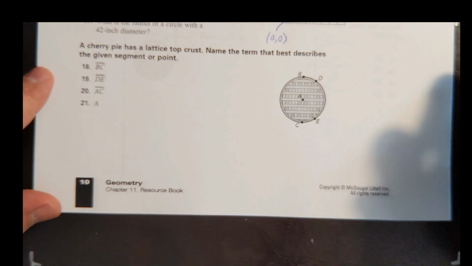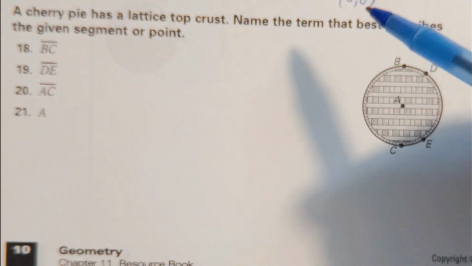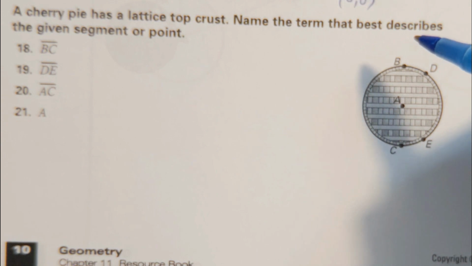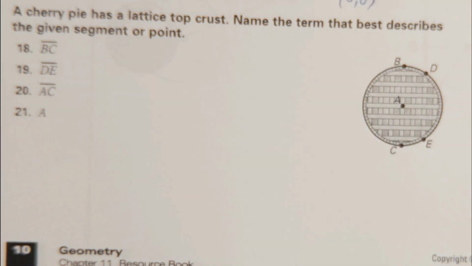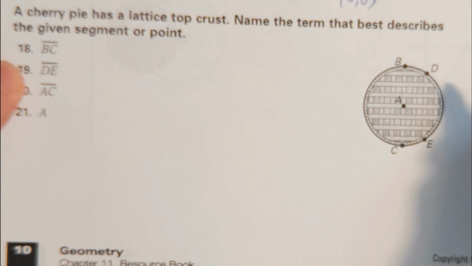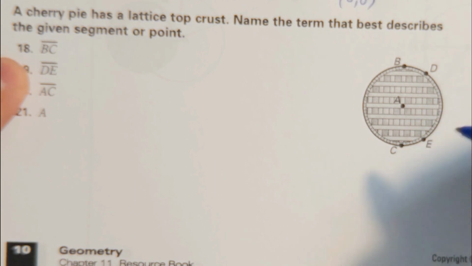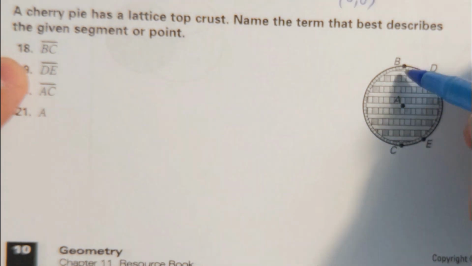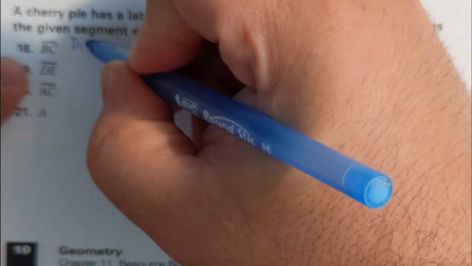Last piece of side A. Cherry pie has a lattice top crust. Name the term that best describes the given segments or points. So this one doesn't actually have any segments drawn in for you, but it tells you that there is a segment BC. So from B to C, going right through the center. Best name for that, diameter.